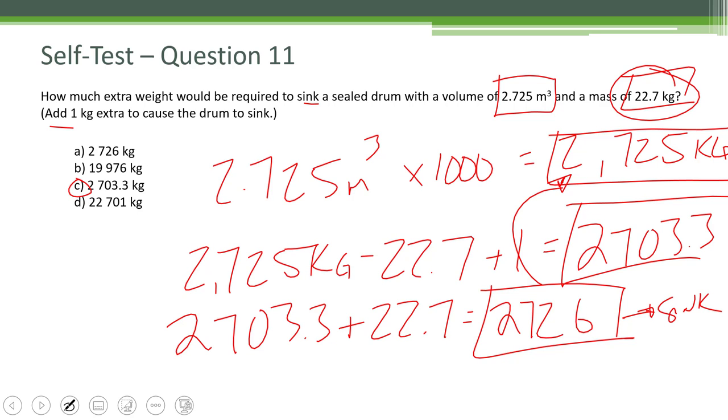Remember, if something is heavier than its buoyant force, it sinks. If it's lighter than its buoyant force, it floats. And if it's equal to its buoyant force, then it bobs around in equilibrium. And that's the end of the math help video.